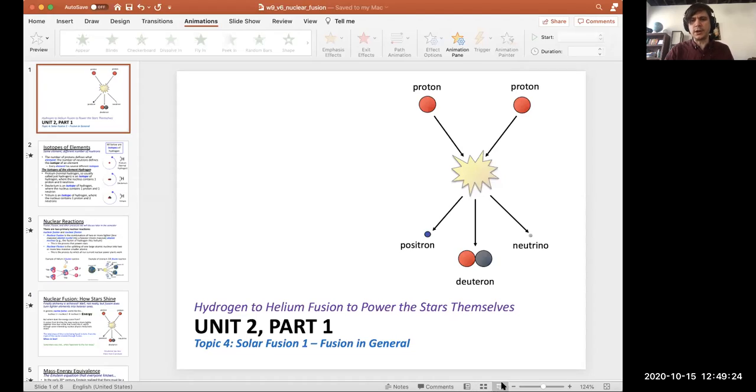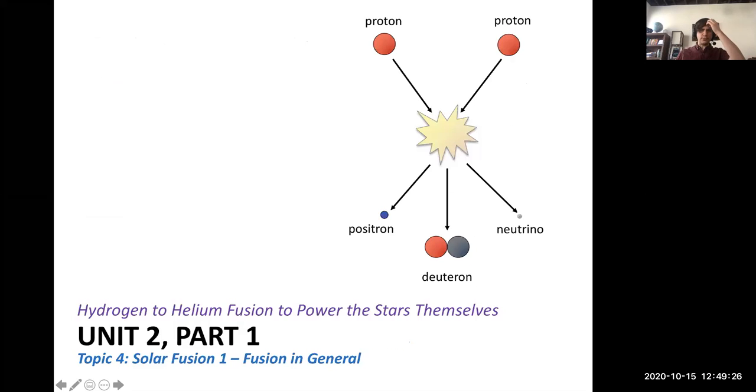And then we invoked hydrostatic equilibrium to realize that that's the amount of energy that must be being produced in the core of the sun by nuclear fusion. So that leads us to now where we have to talk about what is nuclear fusion. This is going to be a two-part video where part one is going to be about what nuclear fusion is in general, and then we'll talk about the fusion reaction in the core of the sun that powers the sun itself. So our first topic right now is let's just talk about what fusion is in general.